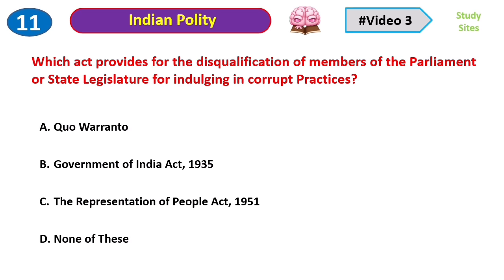Which Act provides for the disqualification of members of Parliament and state legislature for indulging in corrupt practices? The Representation of People Act 1951.